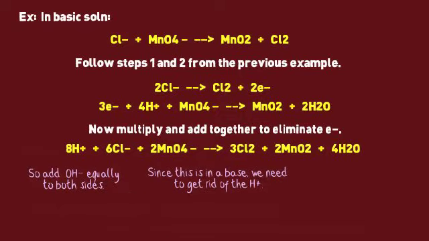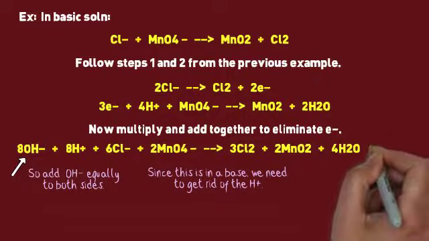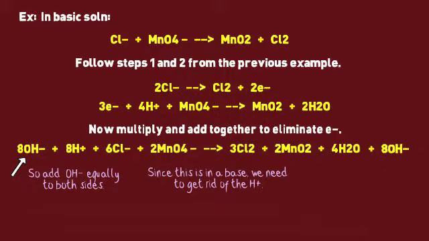So add hydroxide. So how many will you need? You need to get rid of all the hydrogen ions. Hydrogen ion plus hydroxide makes water, so that will cancel out. But you need to add that to the other side as well. These 8 hydroxides must come on the other side as well. And there they are.